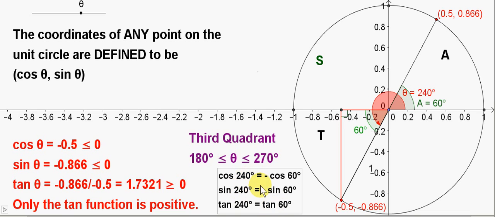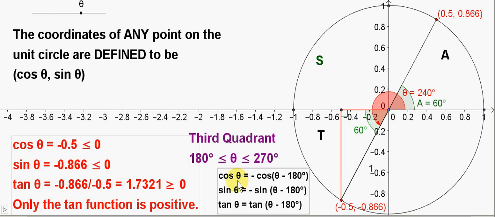Cos of 240 degrees is minus 0.5. That must equal minus cos of 60 degrees. That's minus 0.5. The sine of 240 degrees is minus 0.866. Well, that's just minus sine of 60 degrees, or minus 0.866. The tan of 240 degrees we have here is 1.7321. That's just the same as the tan of 60 degrees. The tan of 60 degrees is just the sine of 60 divided by the cos of 60. It would just be plus 0.866 divided by plus 0.5, which will give us plus 1.7321.